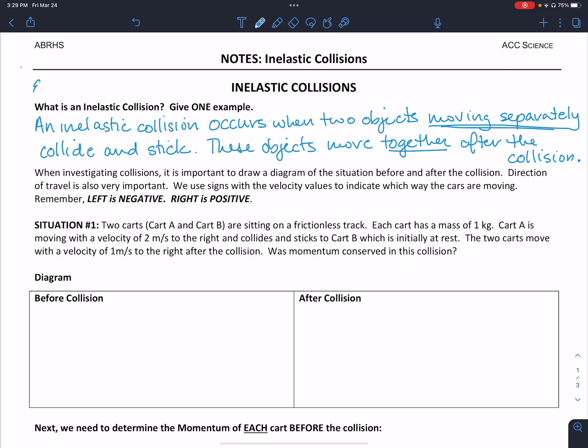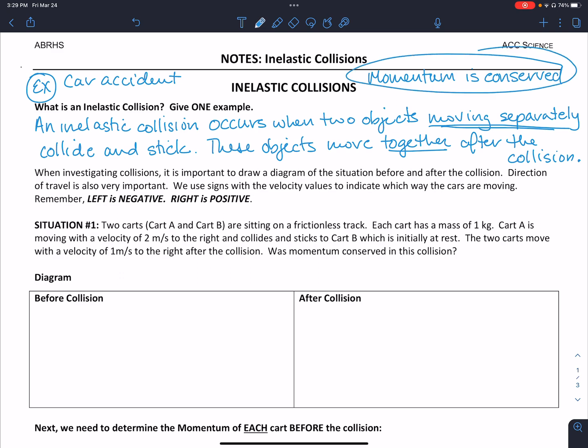An example of some sort of inelastic collision is a car accident where the two cars are tangled up. The bumpers get bound up together or something, but they move together after that collision. That would be an example of an inelastic collision. Now, with an inelastic collision, momentum, let me spell that out instead of writing a P, is conserved, just like we saw with our recoil collision. So that is also important.